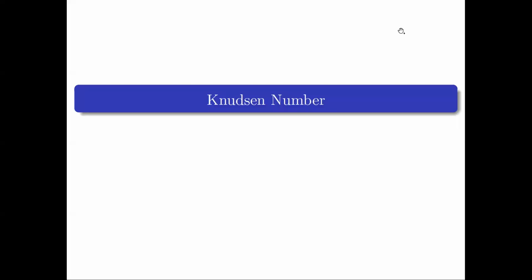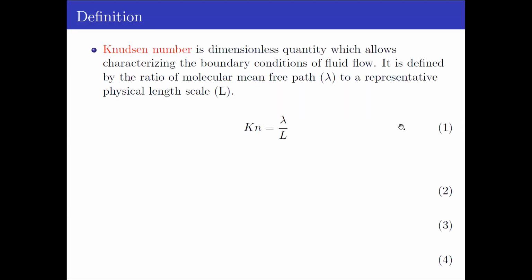In this video, we will discuss the Nusselt number, which is fundamental for fluid mechanics. It is a dimensionless quantity used to define the boundary conditions of fluid flow. It is a ratio of the molecular mean free path to any physical length scale, which can be the size of the domain.